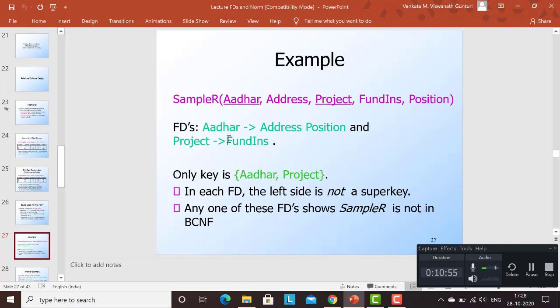Now, if you see the functional dependencies which hold in this sample R, the left side is not a key, and certainly not a super key. Therefore, both these FDs violate the BCNF rules. This is a very formal way of saying that the given relation is not in BCNF, and then we saw that it had all those problems.